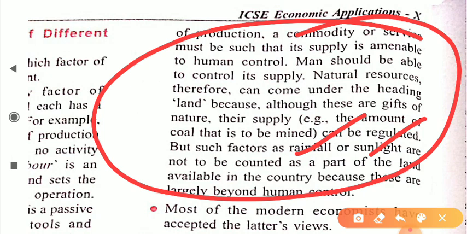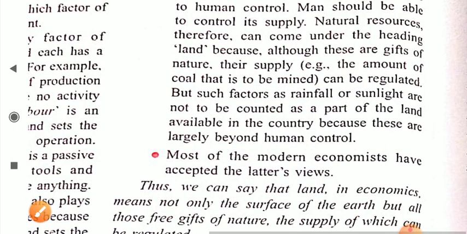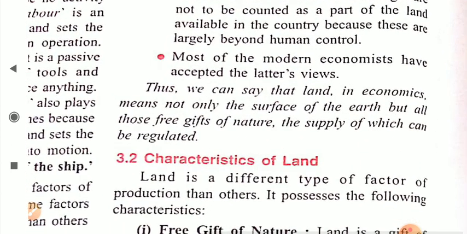Okay, they are beyond our regulation or our control. That's why rainfall, sunlight, heat, cold, summer and winter seasons are all outside the area of land, so we will not consider these as land when we study land in economics. Okay, dear student, now most of the modern economists have accepted the latter view.